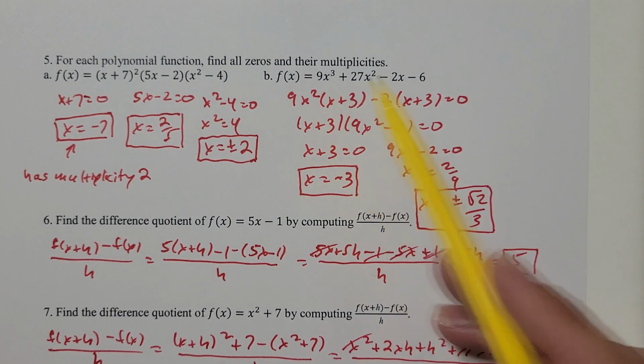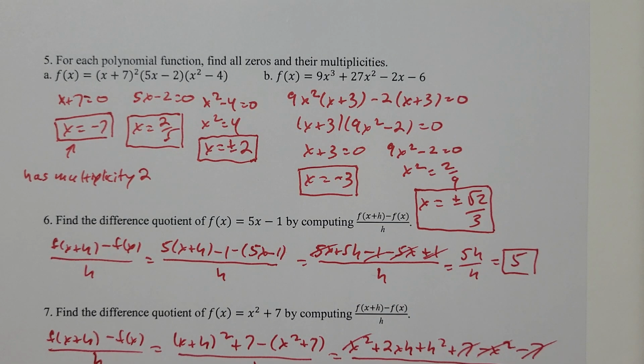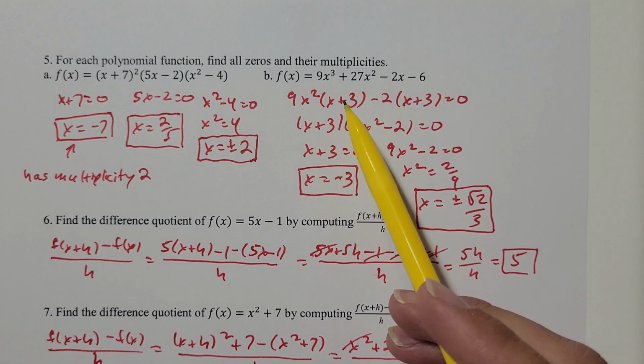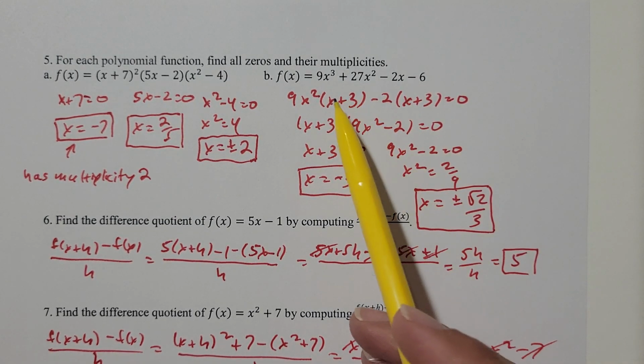Let's try this one. For part B, we want to find the zeros for f of x equals 9x cubed plus 27x squared minus 2x minus 6. Now I'm going to show you a way to get the zeros, but don't forget about the techniques that you've already learned previous to this class. We should already know how to factor. Factoring is not a new thing. Factoring by grouping is also something that we should know, and that's how I'm going to do this problem.